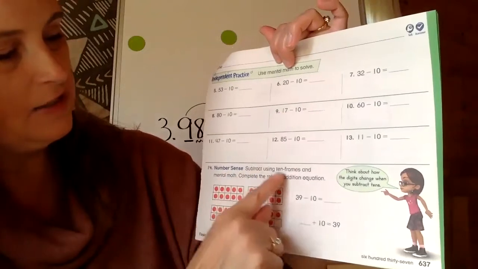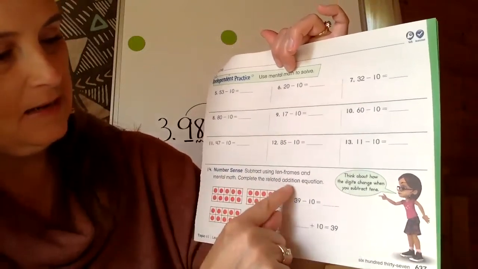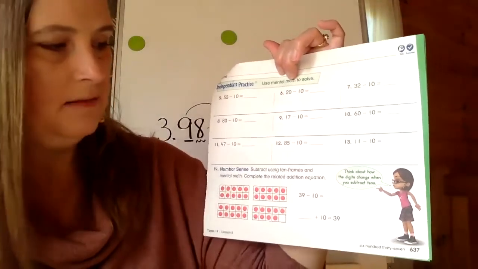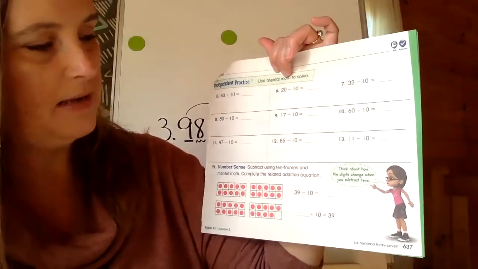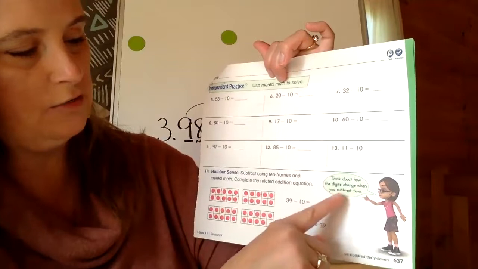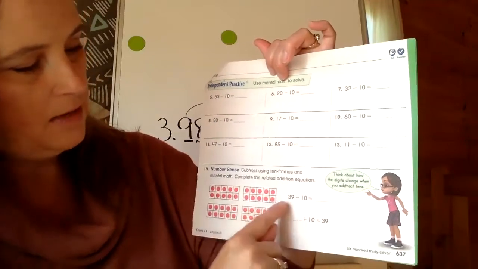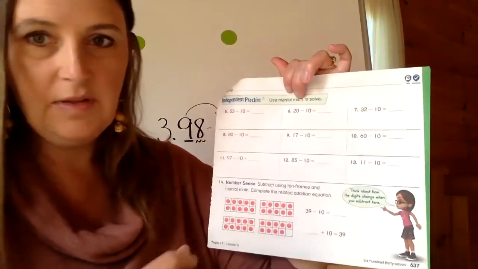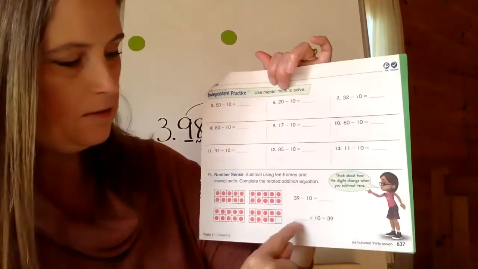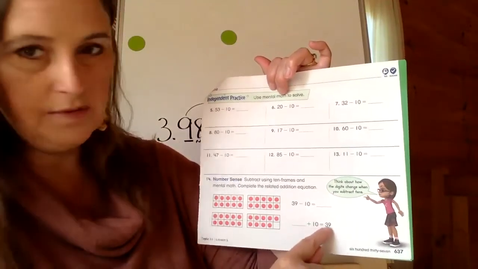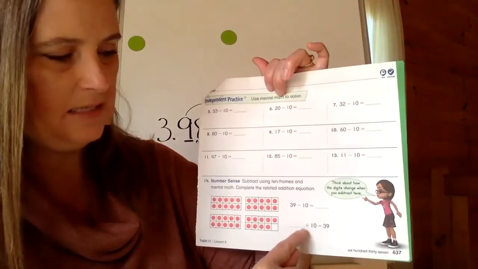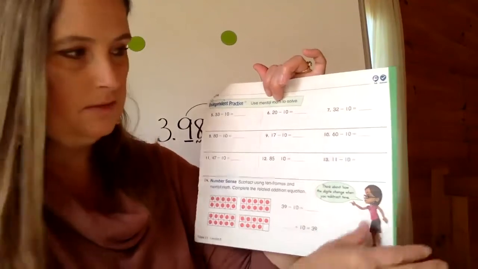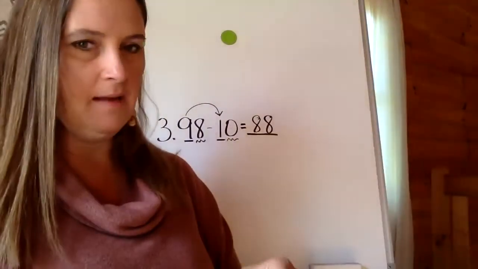Here, number 14 says subtract using tens, frames, and mental math. Complete the related addition equation. Okay, so these are like fact families. When they say related addition, it's the addition part of a fact family. Okay, and she says think about how the digits change when you subtract tens. All right, so the first equation that you're going to solve is 39 minus 10. Okay, so that means we have 3 tens and 9 ones. We're going to take a 10 away. Here, they have blank plus 10 equals 39. So what did you have to add to the 10 to get 39? Be careful because you're swapping from subtraction to addition. Okay, let's flip over and look at the back.